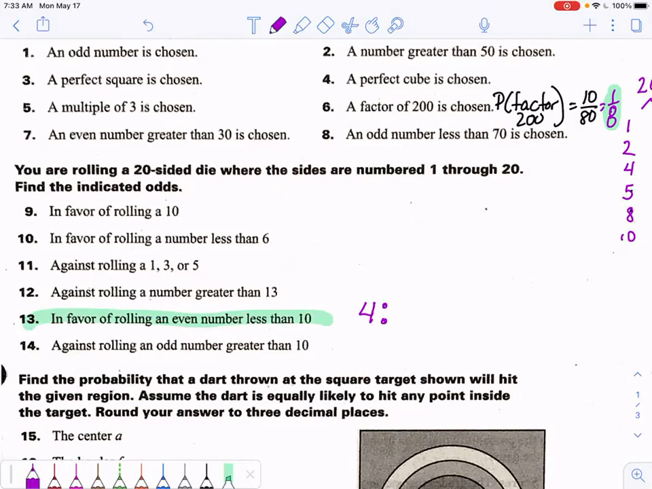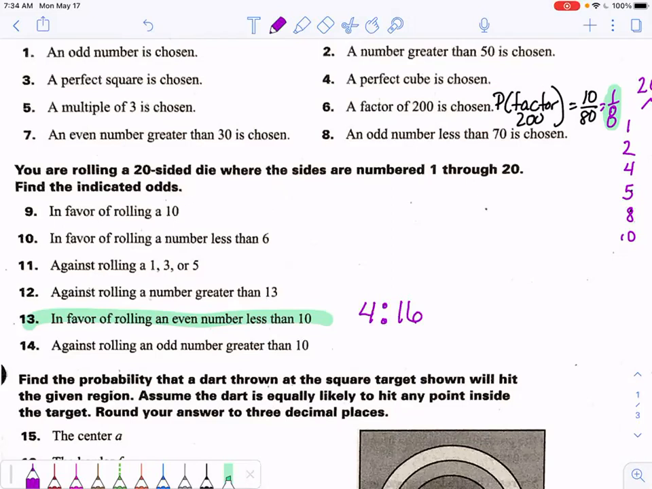So Ella, how many numbers are left over? 16. So odds are different than probability. Odds compares for versus against, successes versus failures. So 4 of the numbers were successes because there are 4 even numbers less than 10. The rest of them, the 16, are greater than 10.